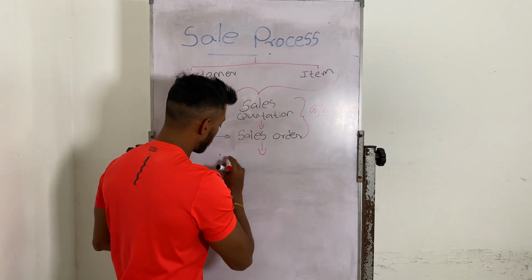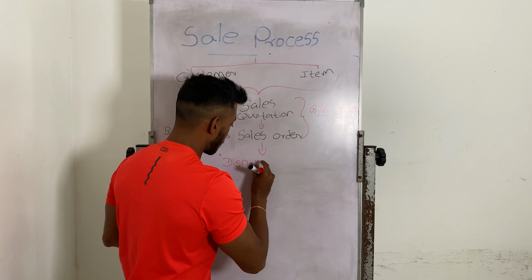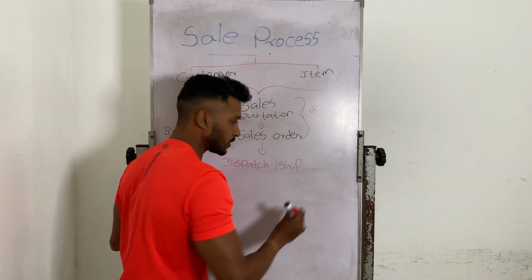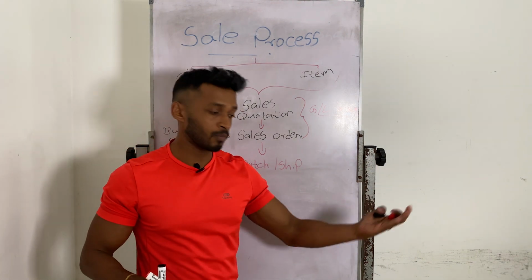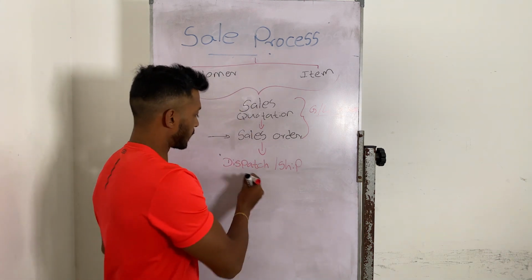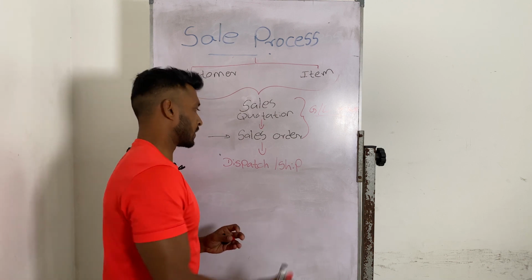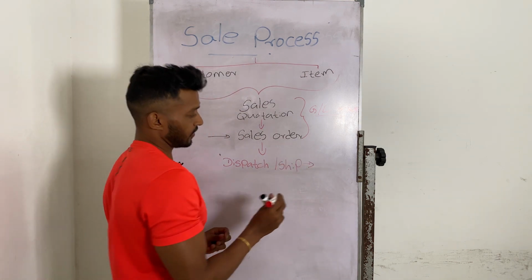We call it dispatch or shipment, which means we dispatch our goods. We send our goods from our premises. At the time we send our goods from our premises, we generate a dispatch document or shipment document. At this point, we will get a double entry.